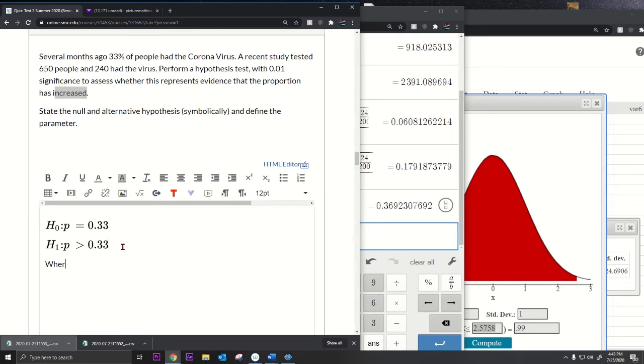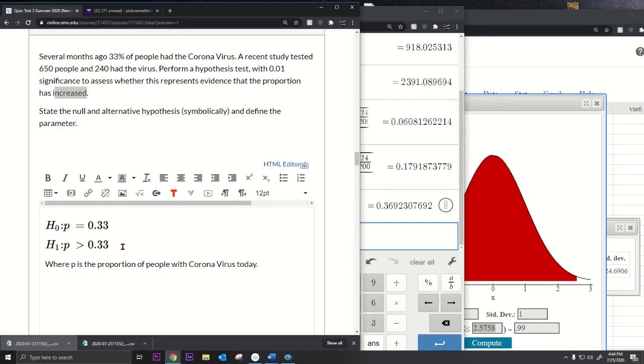So then I'm going to say where P is what? The proportion of, should I say Americans? Does it say where? So I'm just going to say people because it doesn't specify a specific country or anything. So I'm just going to be as specific as the question, where P is the proportion of people with coronavirus today. That's an important word, that word today, because we are comparing several months ago with today.